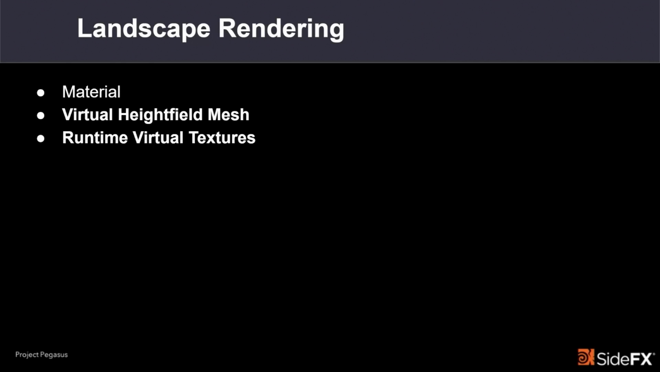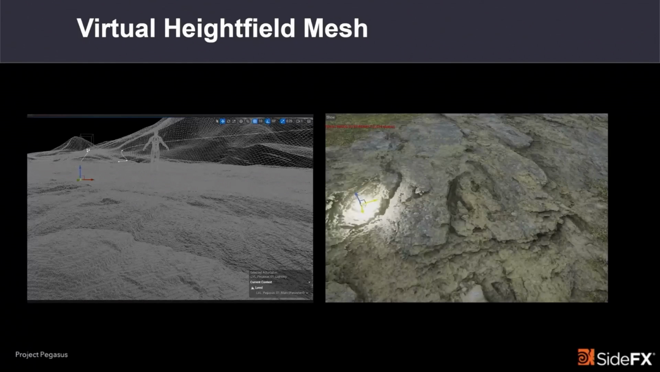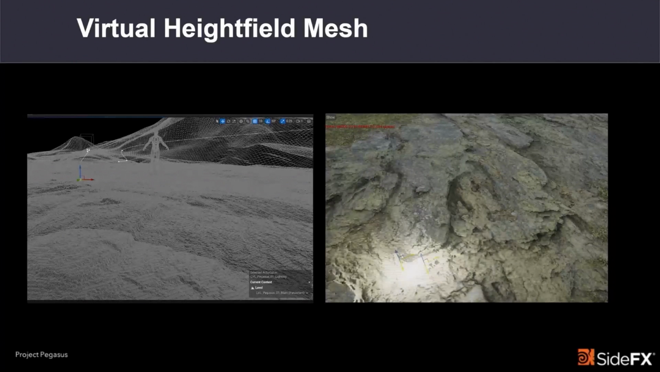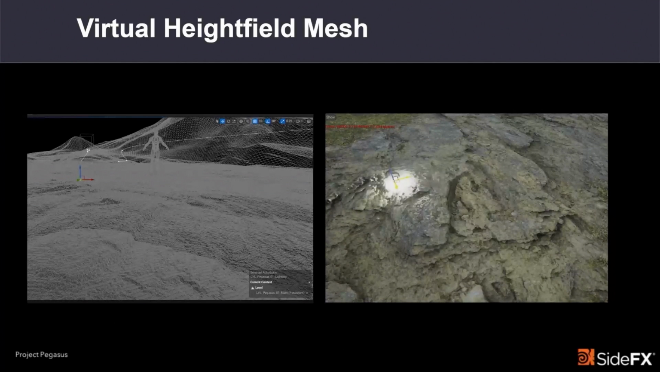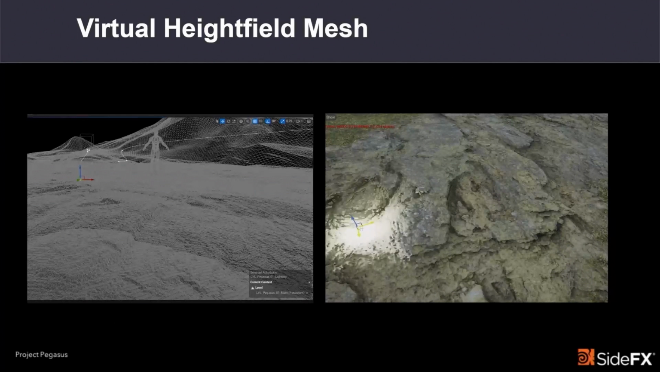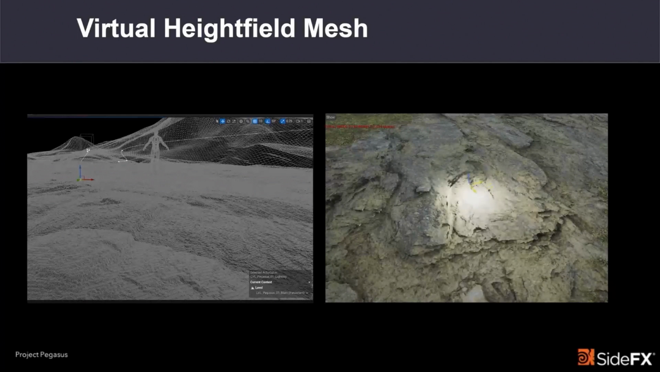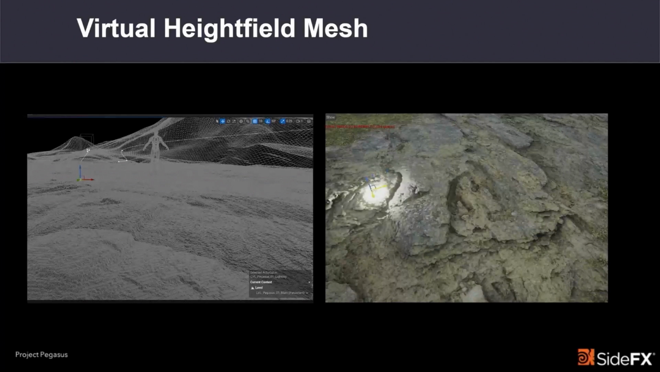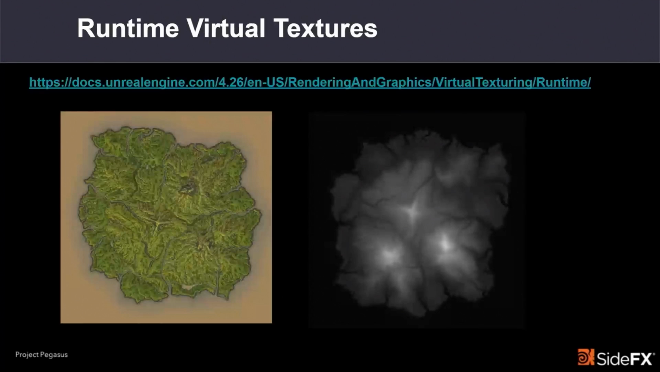That brings us on to some of the more juicy recent features of Unreal Engine when it comes to rendering landscapes, which are interlinked. We're using virtual height field mesh inside of Project Pegasus, and this is best thought of as a replacement for something like tessellation or parallax occlusion mapping. It creates a very highly subdivided mesh that scales with distance to the player and allows you to inject a lot of rich displacement into the terrain, which all responds to the lighting very nicely.